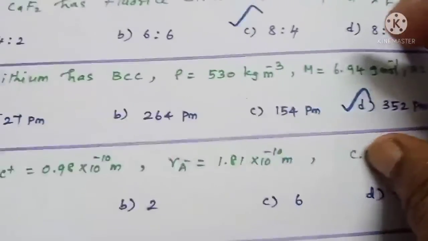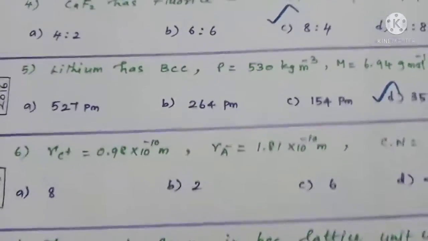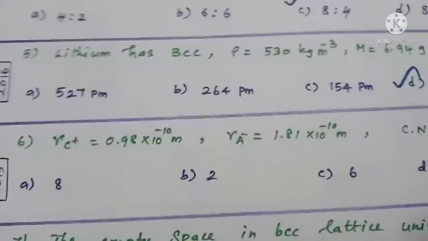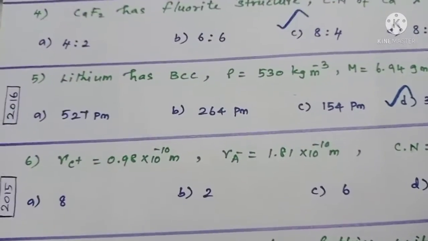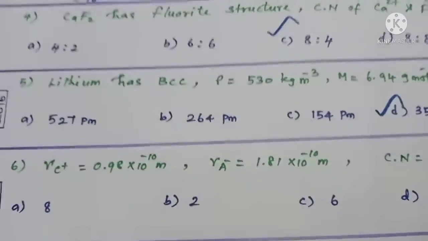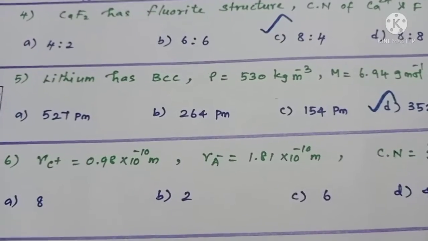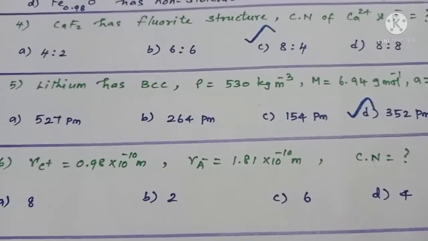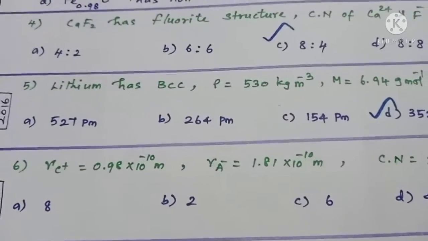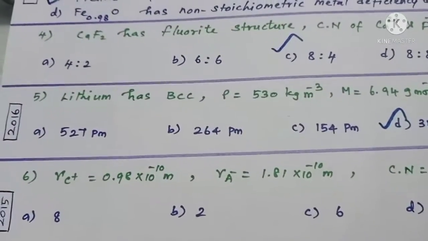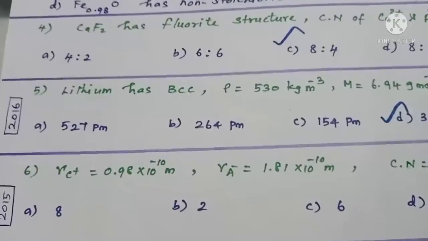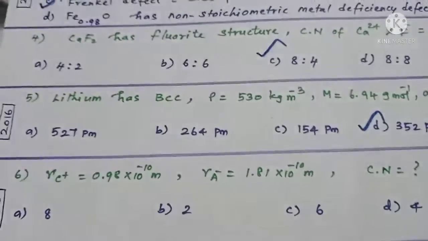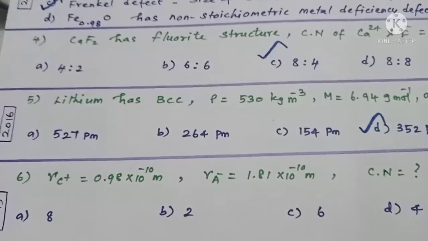Okay, next question. Question number 6. The radius of the cation is given, 0.98 into 10 power minus 10 meter, as well as the radius of the anion, 1.81 into 10 power minus 10 meter. Now, what is the coordination number of this ionic crystal? The radius of cation and anion are given, so from that you have to find out the coordination number of the ionic crystal.